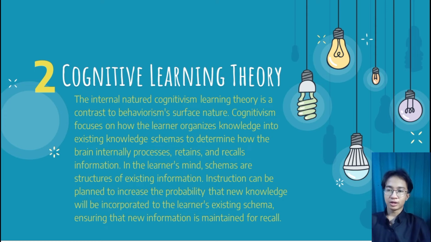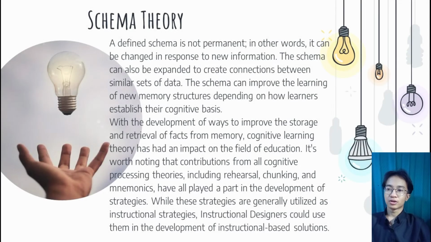Number two, cognitive learning theory. The internal nature of cognitivist learning theory is a contrast to behaviorism's surface nature. Cognitivism focuses on how the learner organizes knowledge into existing knowledge schemas to determine how the brain internally processes, retains and recalls information. In the learner's mind, schemas are structures of existing information. Instruction can be planned to increase the probability that new knowledge will be incorporated into the learner's existing schema, ensuring that new information is maintained for recall.